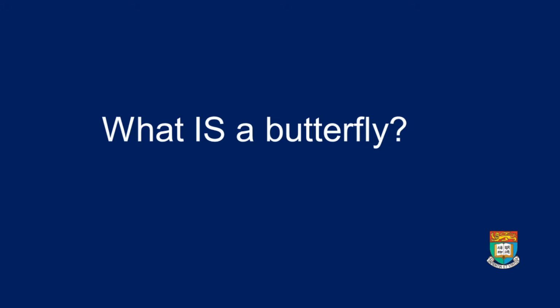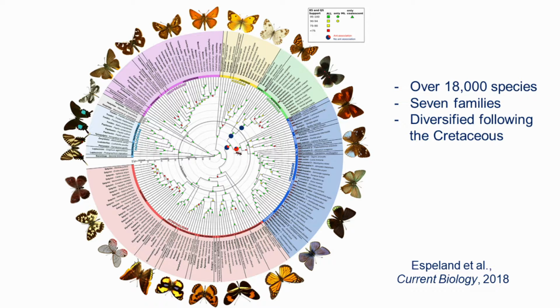So what is a butterfly? There's been a lot of research on butterflies. We know a lot about them because they're so spectacular in their diversity and their colors and everything else. And so this is one of the more recent evolutionary histories described of butterflies. There are over 18,000 species. There are seven families. And we know that most butterflies diversified in the late Cretaceous and following the Cretaceous. You can see here the different colors correspond to the different butterfly families, which we'll go into in more detail later on in the video.